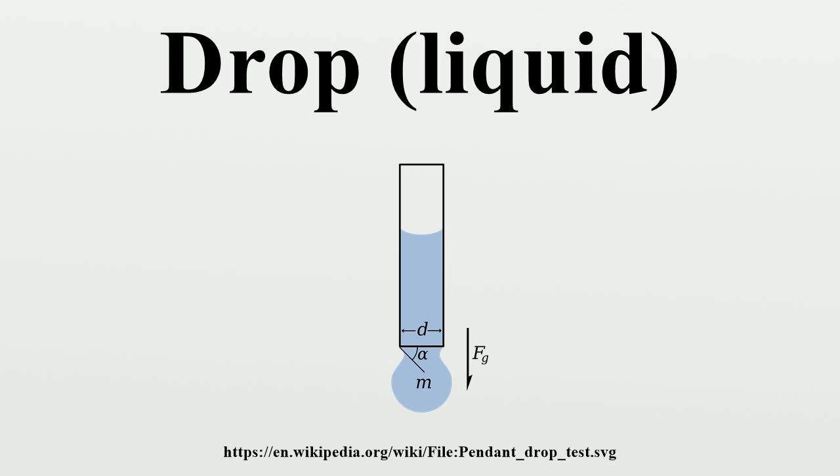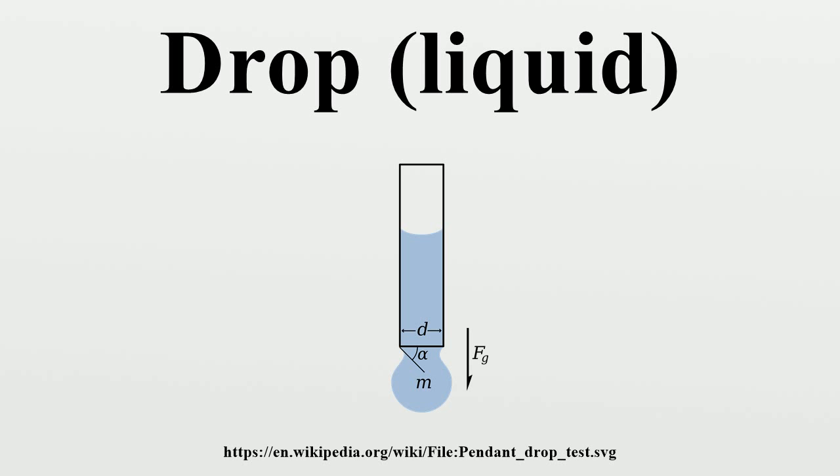Pendant drop test. In the pendant drop test, a drop of liquid is suspended from the end of a tube by surface tension. The force due to surface tension is proportional to the length of the boundary between the liquid and the tube, with the proportionality constant usually denoted γ. Since the length of this boundary is the circumference of the tube, the force due to surface tension is given by γπd, where d is the tube diameter.